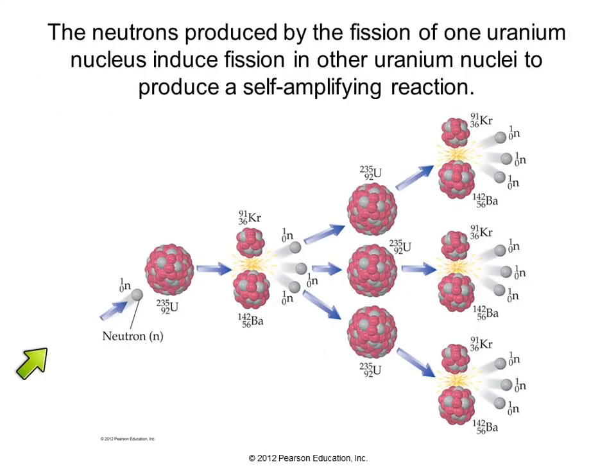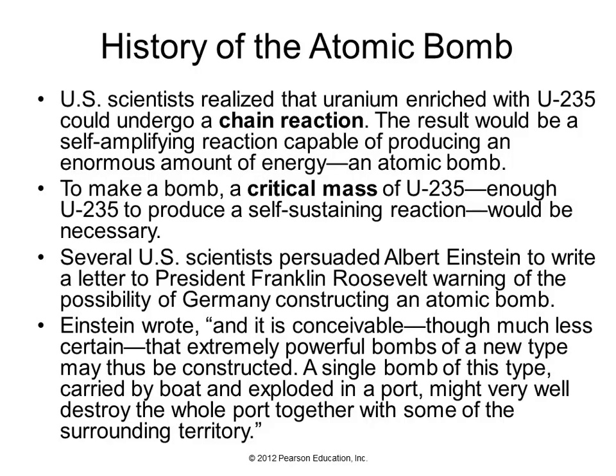So one neutron bombarding one uranium atom causes it to split off and gives you three more. Those can hit three more uranium atoms, and those can split, and then each of those is going to give off three more. And so this becomes a self-amplifying reaction. And this is how you get an explosion, because it starts maybe with even just one, and then it quickly grows, and a tremendous amount of energy is released when you do this.